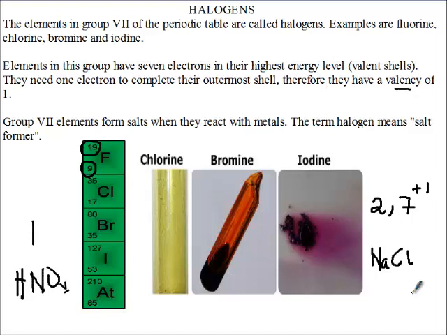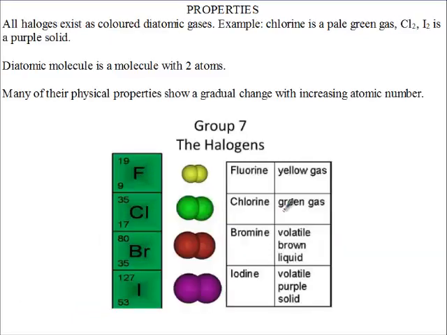Okay, so we've just seen that the term halogen means a salt former. That means when a group 7 element combines with a metal, as in chlorine combining with sodium, we get a salt. So that is where they get their name halogens from. Now let's look at some of the properties of halogens.